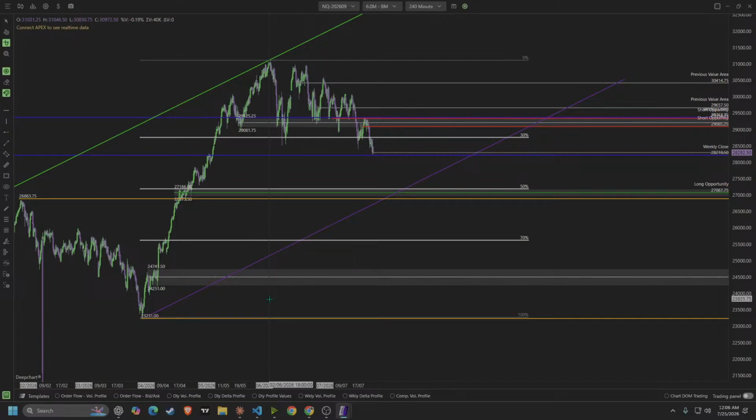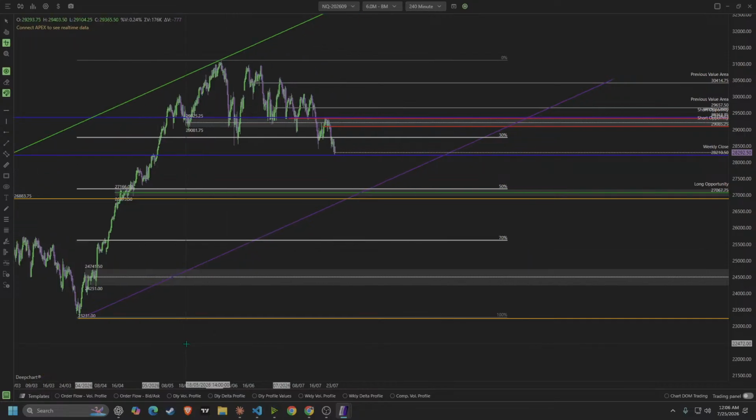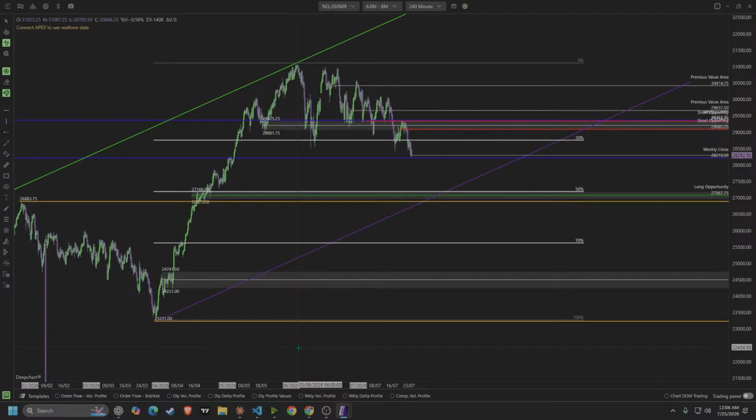So lots of room to the downside. If I had to put my money on it, which I will at some point, I think we can make our way all the way down to here. Okay, let's add a composite volume profile.